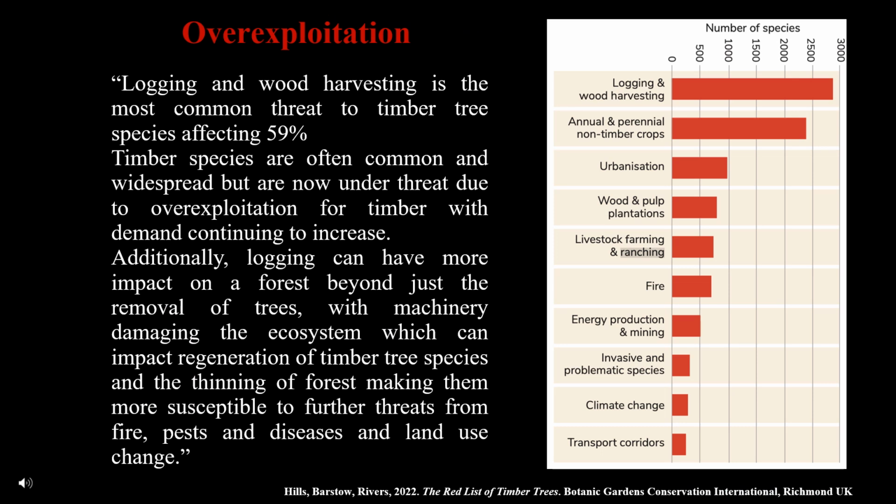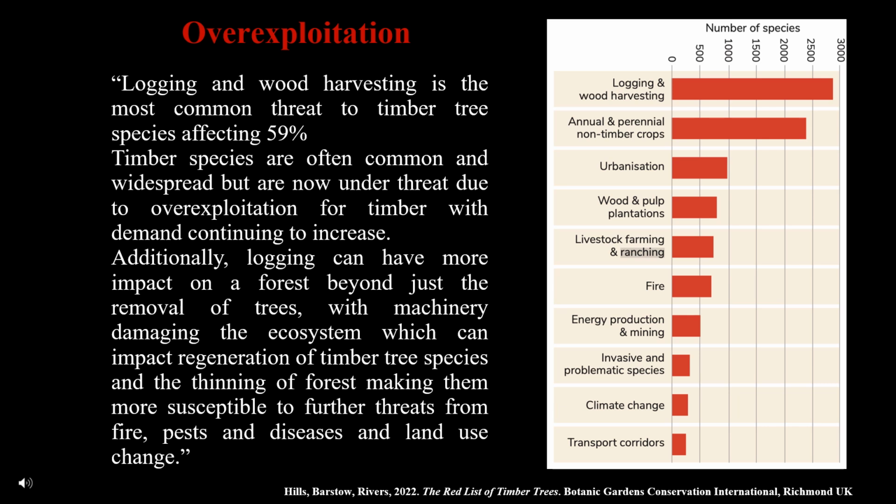The recent publication of the Red List of Timber Trees provides a global overview of the conservation status of the world's timber tree species. From the analysis of the nearly 5,000 timber trees that have a conservation assessment on the IUCN Red List, it emerges that logging and wood harvesting is the most common threat to timber trees, affecting nearly 60% of the species. We are used to thinking that threatened species are rare or endemic or both, but timber species are often common and widespread.